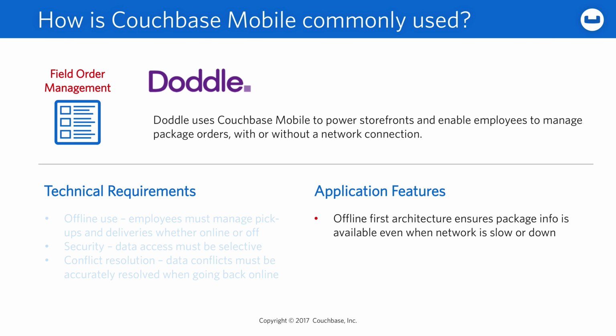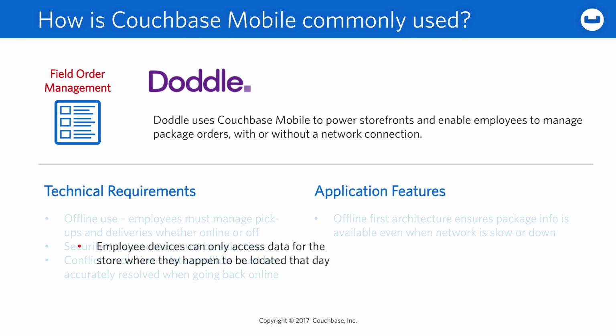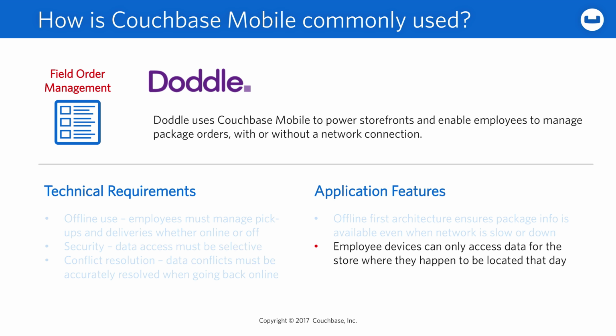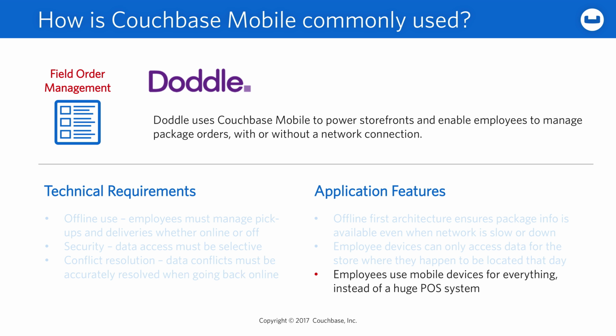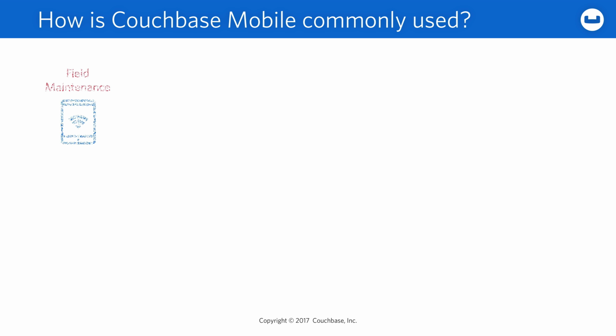By using an offline-first architecture, customer package info is always available, but securely. Employee devices can only access data for the storefront where they happen to be working each day. By using mobile devices for their complete business process, Doddle avoids the need for a huge point-of-sale system.